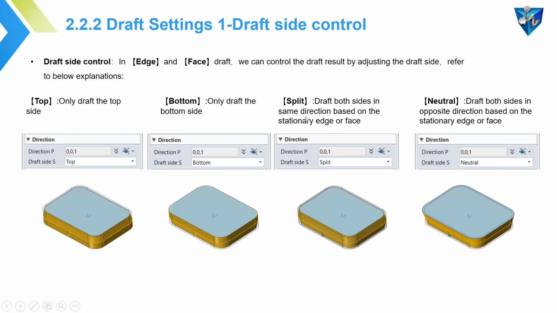Okay, and for the split, it will draft both sides in the same direction based on the stationary edge or face. And for the neutral option, it will draft both sides in opposite directions based on the stationary edge or face. Okay, now let's move over to the software to show you more details.